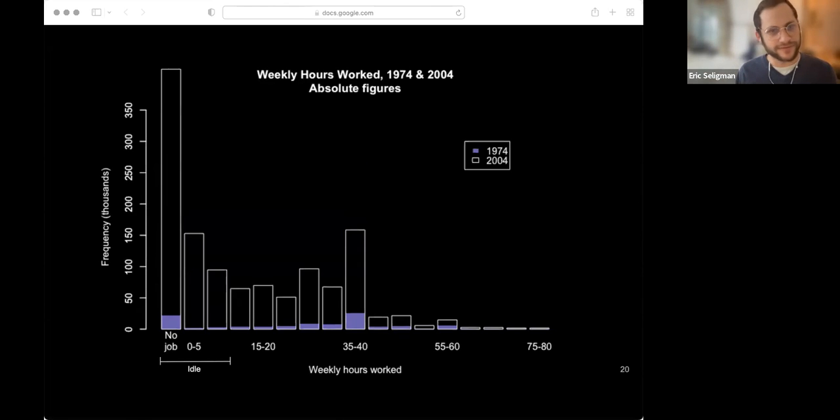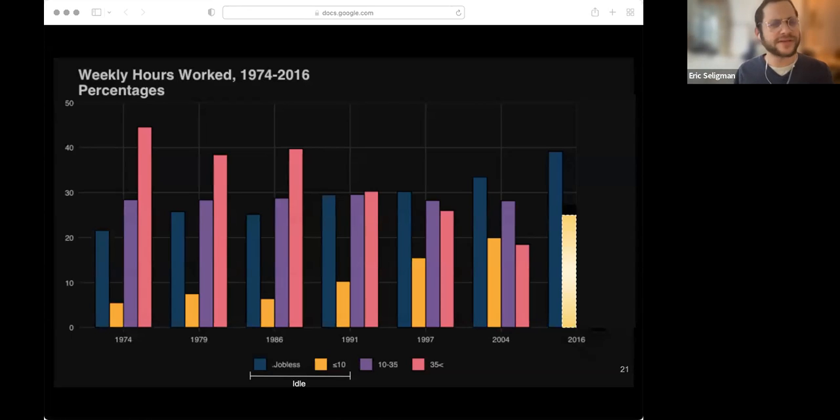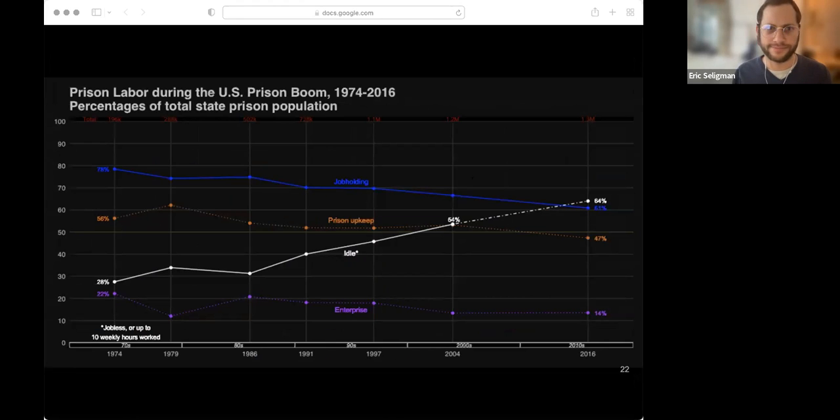And this is what the absolute figures look like. And these are those histograms consolidated side by side. So we'll breeze past this for now because it's largely emphasis.